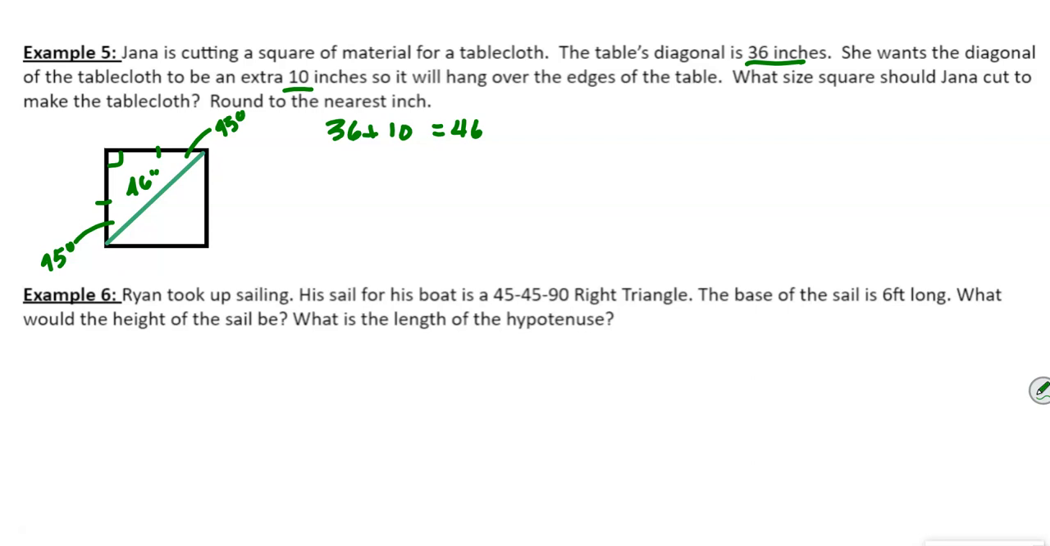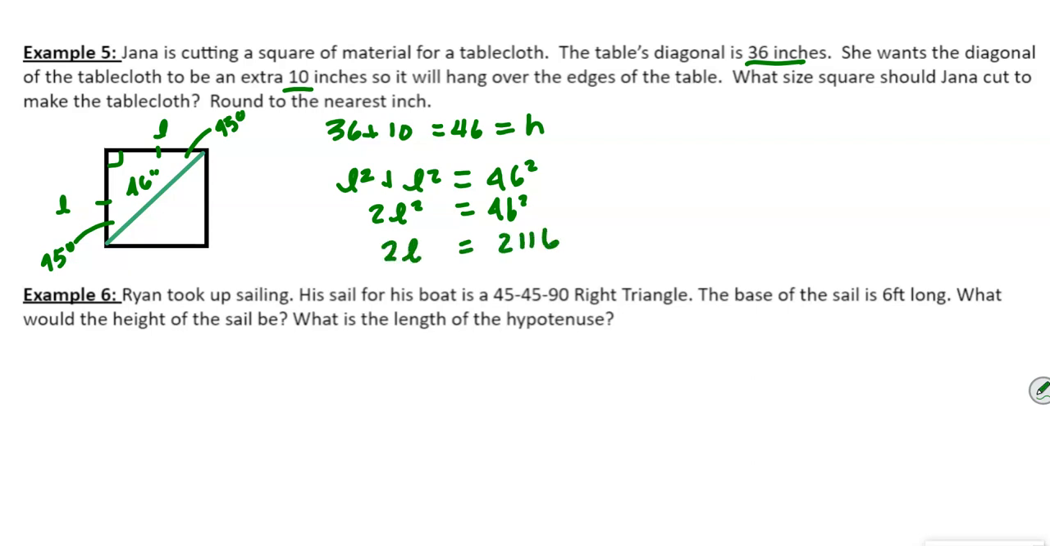So that means we've got our legs and our legs, right? What we want to do is find the leg. And right now we have, isn't this our hypotenuse? It is. So we're going to say L squared plus L squared is equal to 46 squared. That's going to be 2L squared equals 46 squared. And 46 squared, what was that? So 46 squared was 2,116.